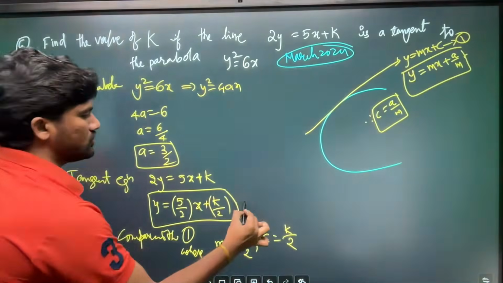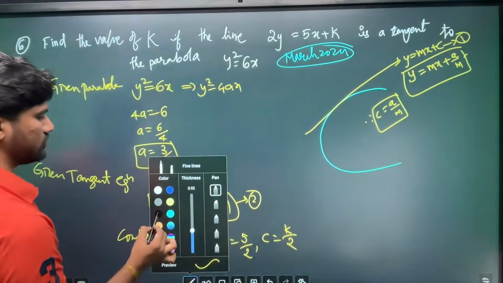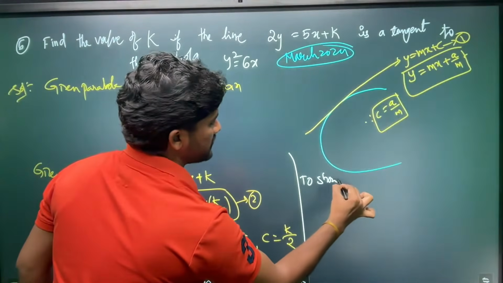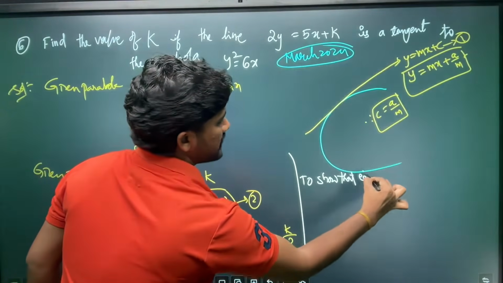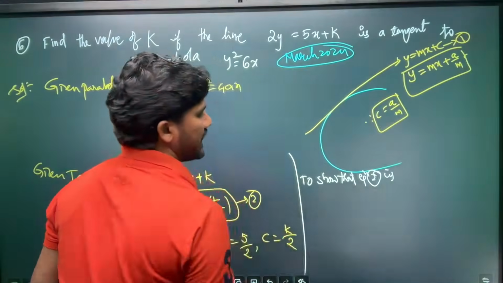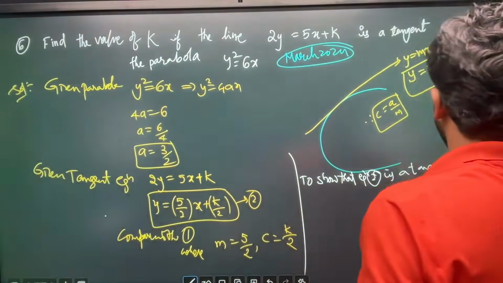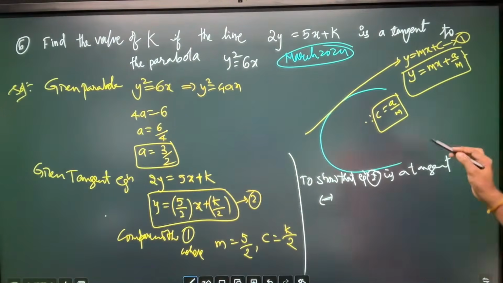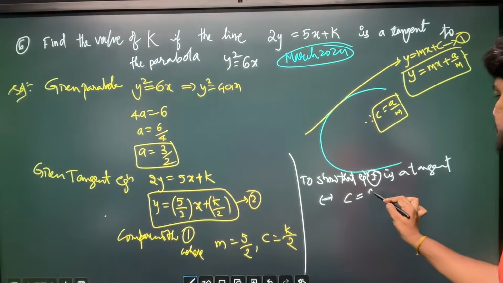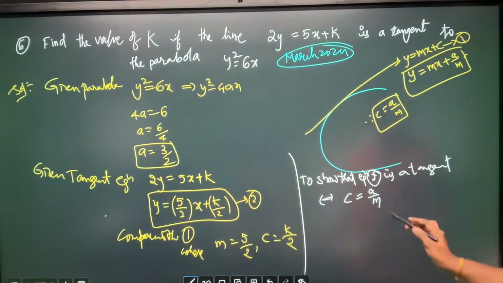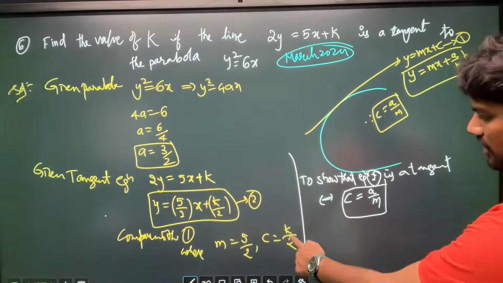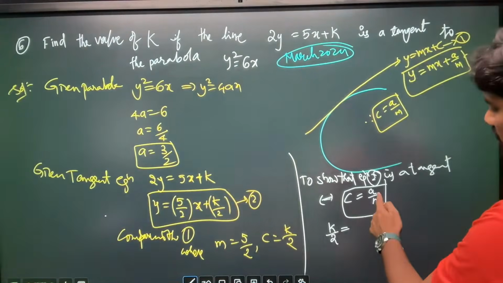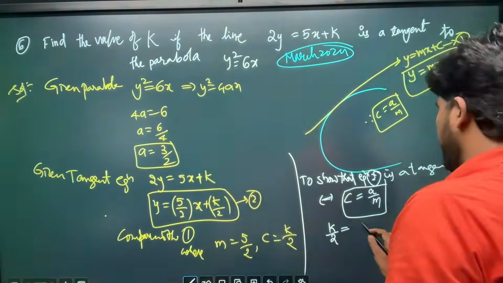Now, to show that equation number 2 is a tangent, it is a tangent if and only if it satisfies the condition. What is the condition for tangency? c is equal to a by m. What is the c value? c is equal to k/2. So k/2 is equal to a by m. What is the a value? 3/2.